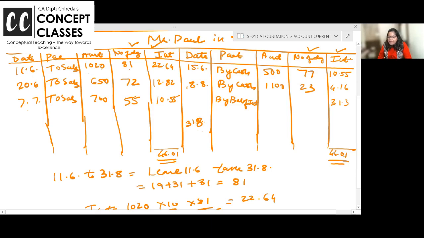कहीं कुछ गड़बड़ हुई है इंटरेस्ट में. Here तो they have done product method, but why interest is coming different, so different. इतना तो difference नहीं आना चाहिए. एक बार check करो all calculations. Days are clear. Days तो correct है. 1020 into 10% into 81 divided by 365. 650 into 10% into 72 divided by 365. 700, are you all also calculating? Into 55 divided by 365.